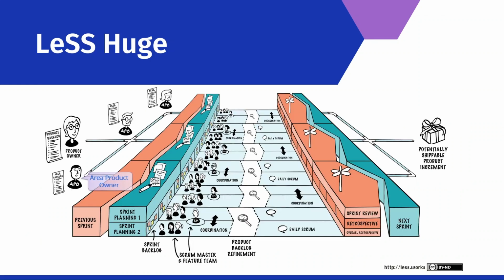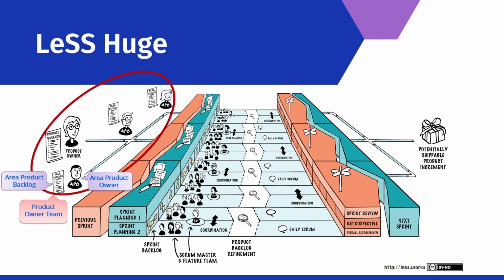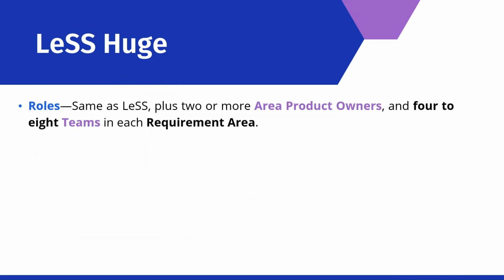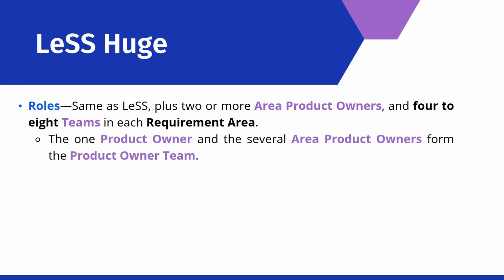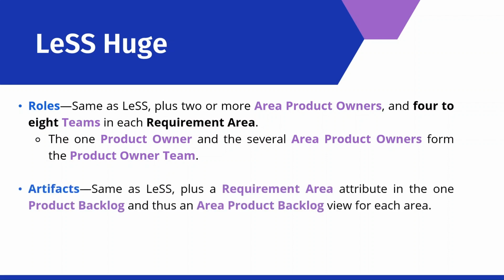A new role appeared in the LeSS Huge, which is the area product owner. Also, we find the area product backlog. The product owner and the different area product owners form the product owner team. So for the roles, same as LeSS, plus 2 or more area product owners and 4 to 8 teams in each requirement area. For the artifacts, same as LeSS, plus a requirement area attribute in the one product backlog and thus an area product backlog view for each area.